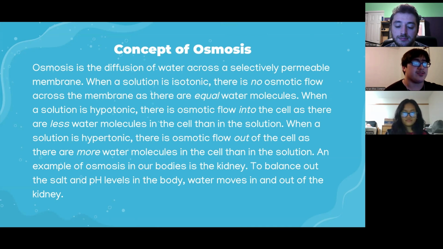One example of osmosis in our bodies is how it works in our kidneys. To balance out the salt and pH levels in the body, water moves in and out of the kidney. This is an important function of our body, and without osmosis, we wouldn't be alive.